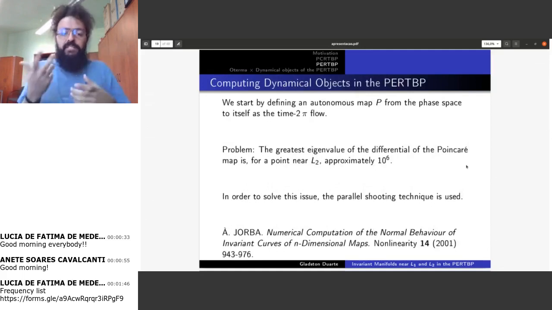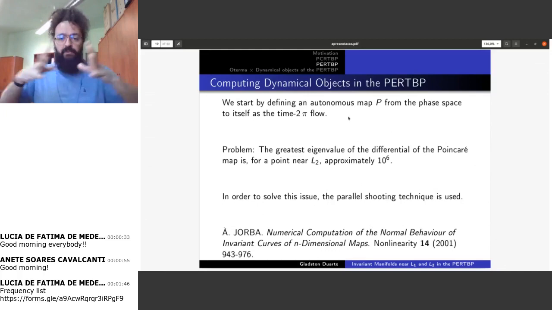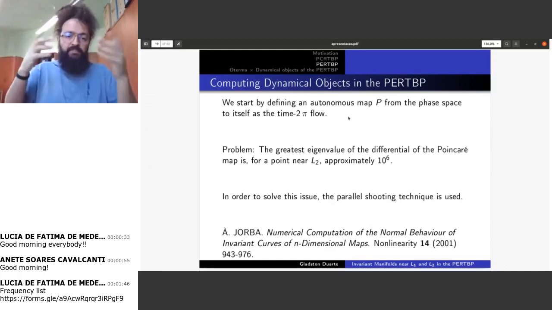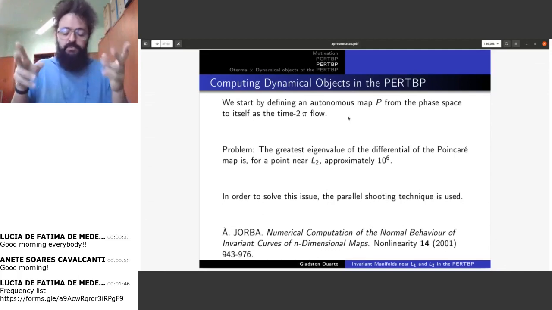The way to start handling it comes from a paper by my PhD advisor, Angel Jorba, which is this paper here. It's defining an autonomous map from the phase space as the time 2-pi flow. So we have the full 5-dimensional phase space, including the last variable, which is time. I will be referring to it as time, even though it's not exactly, but we can refer to it as time.